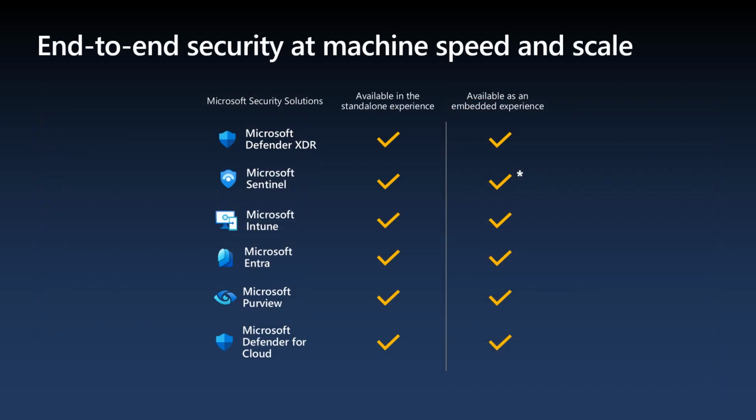There are two experiences. We've got the standalone experience and we've got the embedded experience. The screenshot I showed you was the standalone experience, and that integrates with Defender XDR, Sentinel, Intune, Entra, Purview, and Defender for Cloud. On the right hand side, you've got the embedded experience, and you'll see the little Copilot icon within the Defender XDR console itself, Sentinel, and Intune.